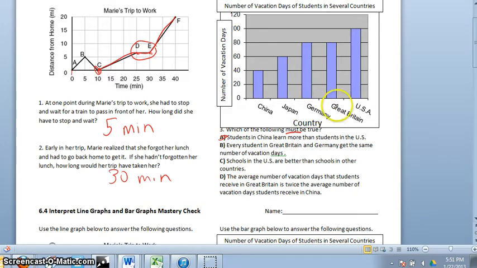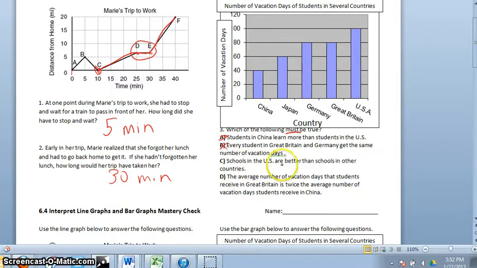So I'm going to look at Great Britain and Germany. They have the same number of vacation days, but I'm going to use a little bit of reasoning here and say, I'm guessing that not every school in Germany and every school in Great Britain gives the same exact number of vacation days. And so I'm guessing that these numbers are averages. And so it's possible that there are some kids in Germany who get 90 days and some kids in Great Britain who get 70 days and so forth. So I'm going to say B is probably not the best answer either, since these are probably average numbers of vacation days.